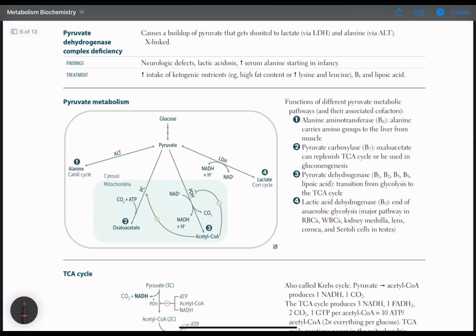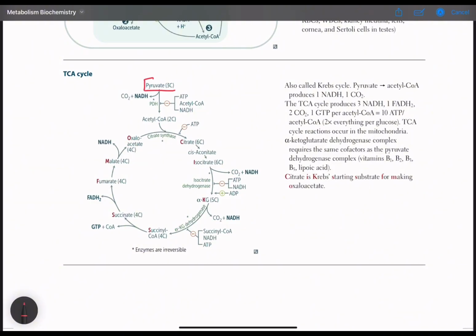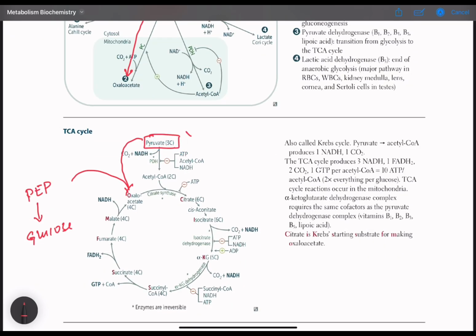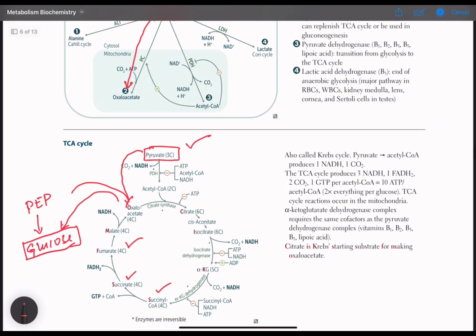the pyruvate or TCA cycle intermediates can be converted into glucose, because oxaloacetate is converted into phosphoenolpyruvate, which goes on to develop into glucose via gluconeogenesis, and pyruvate can also be converted into oxaloacetate. So either pyruvate or any of the TCA cycle intermediates can be converted into glucose via gluconeogenesis. Thus, those amino acids are known as glucogenic amino acids.